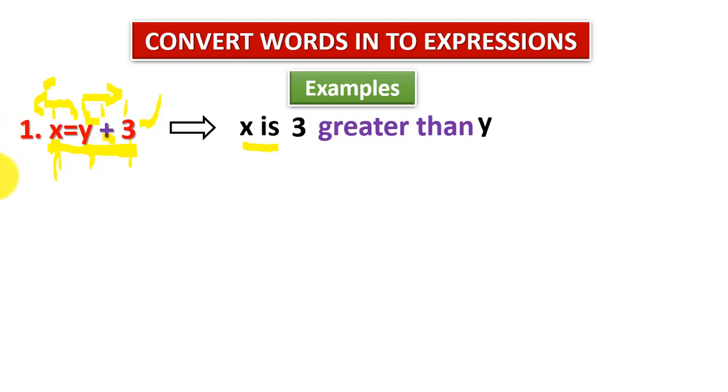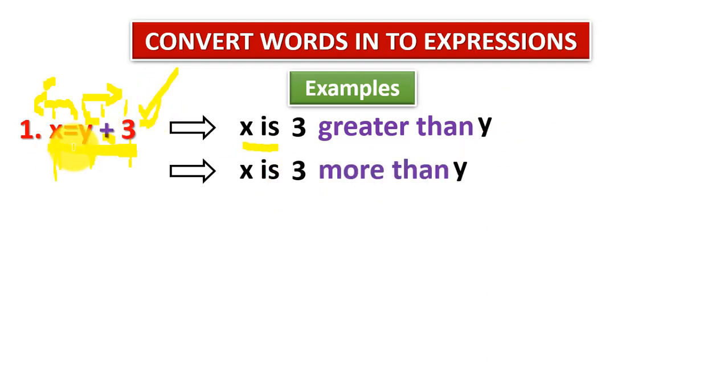This is the conversion of an expression into words. Once look here again: X is 3 greater than Y. These are the words of the expression. Or we can say it like this: X is 3 more than Y.